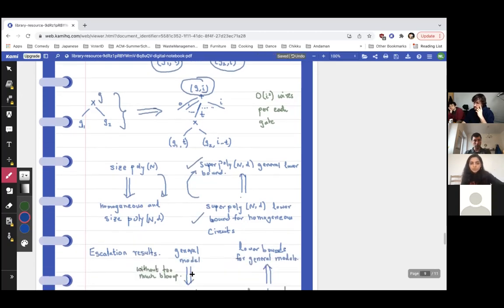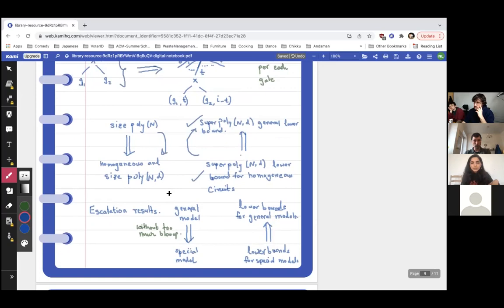So these are called escalation results. And they have this property that from a general model, you go to a special model without too much blow up. Then a lower bound for a special model implies a lower bound for general models.